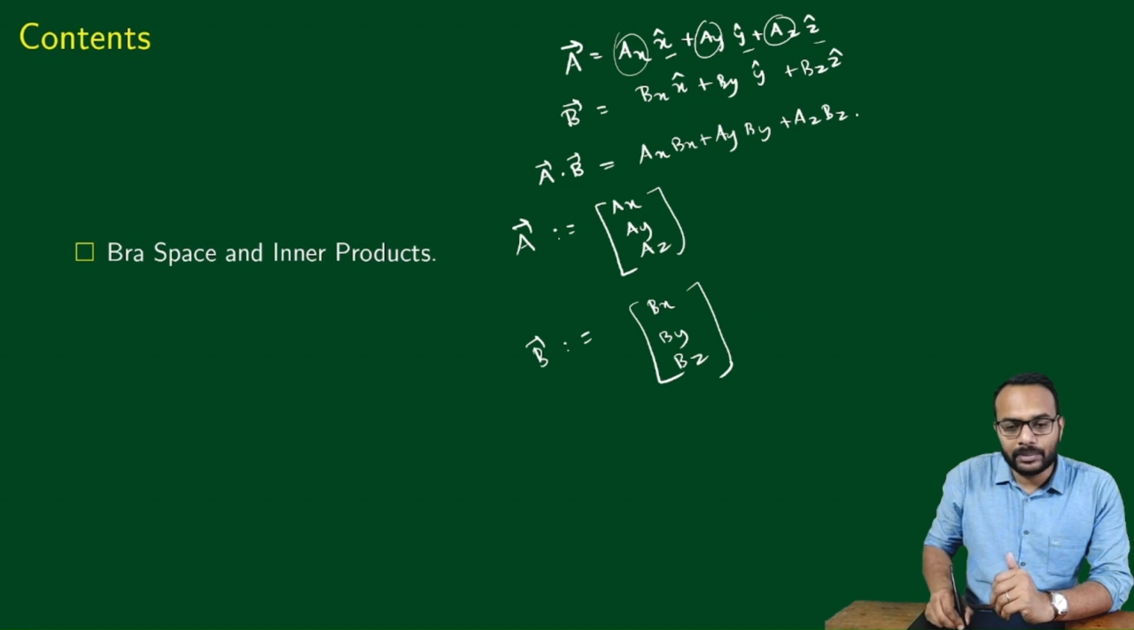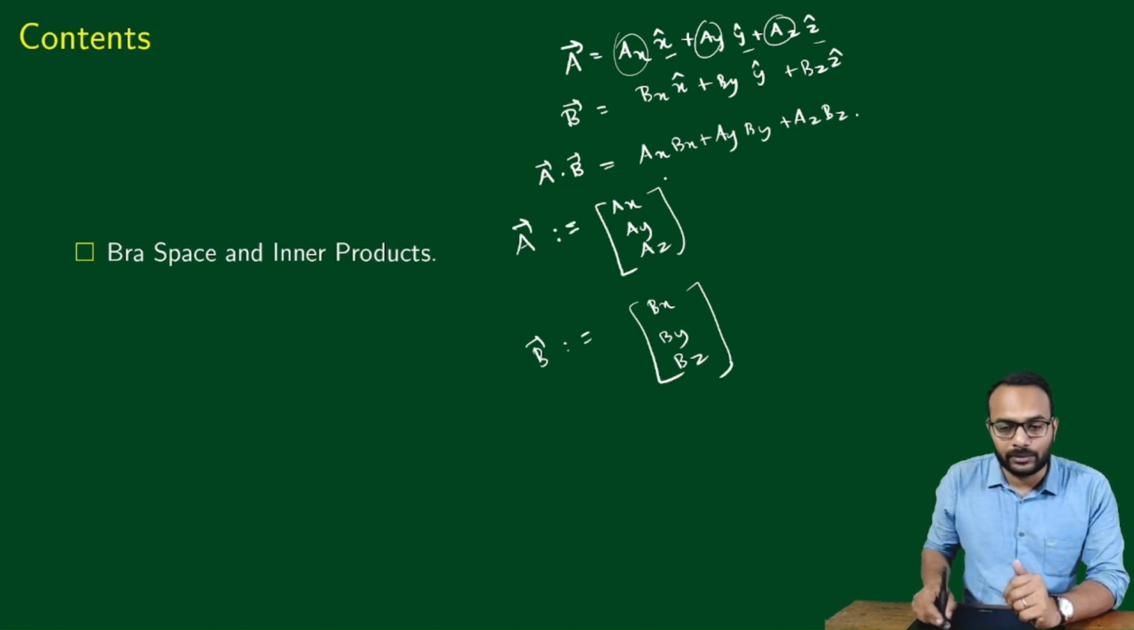So this symbol means that I am representing the vector. It's not the full vector. I'm just representing the vector by choosing a particular coordinate system. So these components depend on our choice of coordinate system.